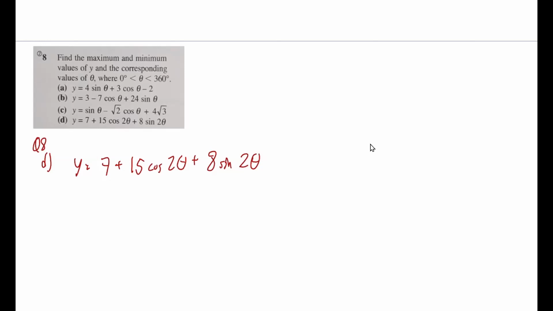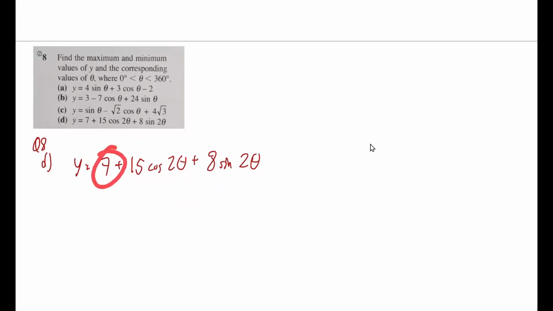Special pattern. Definitely we need to use R formula, right? Which part can we use R formula on? The right part. Exactly. Yes, that's the pattern: 15 cos 2 theta plus 8 sine 2 theta. This part can use R formula, right?